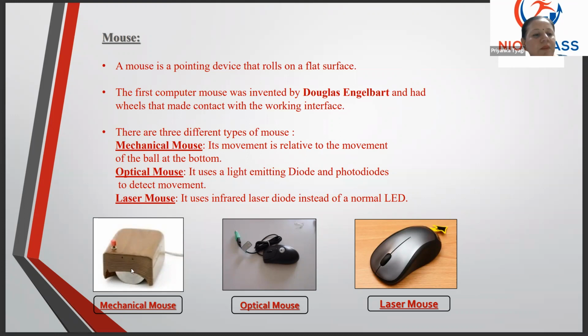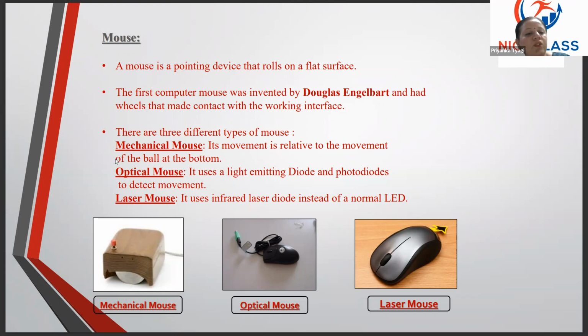This is the first mechanical device which was designed by Douglas Engelbart. Okay. Now, normally there are three kinds of mouse. Nowadays, optical mouse and laser mouse are very famous because wireless mice are now in use, right? So what are mechanical mice?